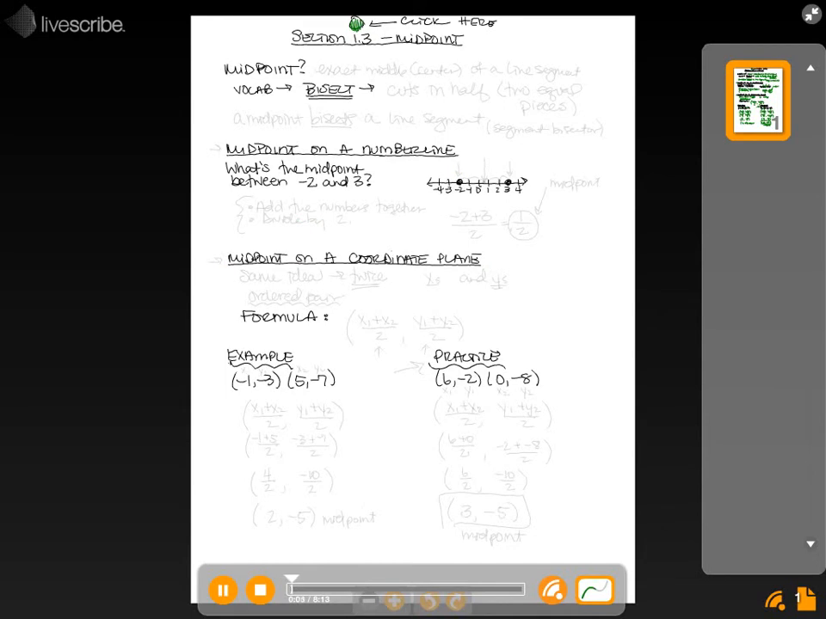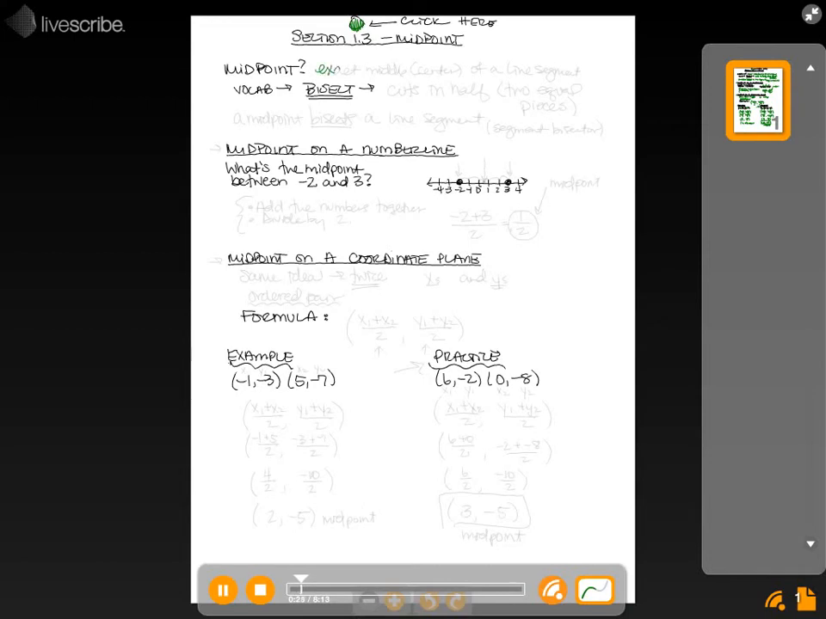Alright, these are your notes for section 1.3 on the midpoint. Okay, we've already done notes for distance, now we're going to talk about midpoint. And just like distance, we can talk about midpoint in two different ways. We can talk about it on a number line and on a coordinate plane, so we're going to do both in this video. First thing though, we're going to talk about what a midpoint is.